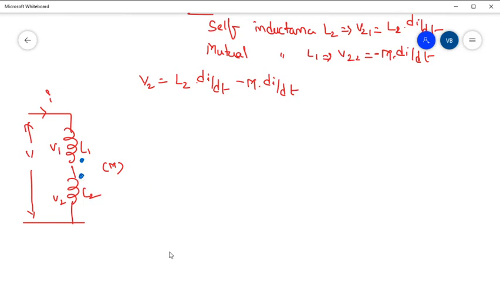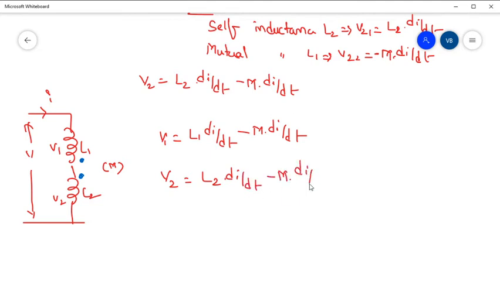Okay, here also the current entered is opposite. In the first coil, current is entered, after that we meet the dot. So in the second coil, before entering into the coil, we meet the dot. So both are opposite. So I'll write directly V1, which is self-inductance, that is L1 into di by dt minus M into di by dt. Okay, so V2, how to write V2? Same, L2 into di by dt minus M into di by dt.